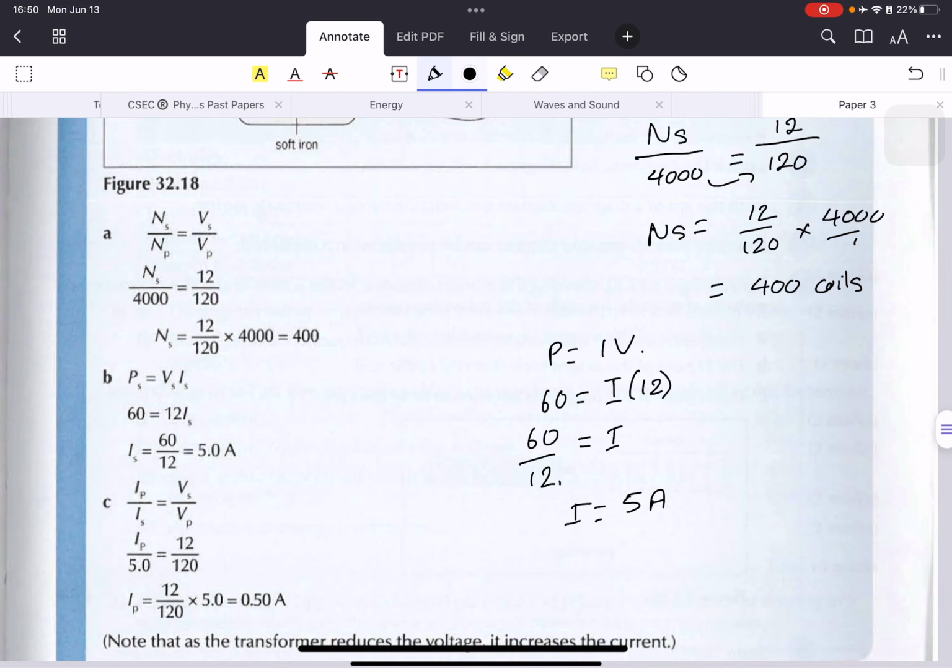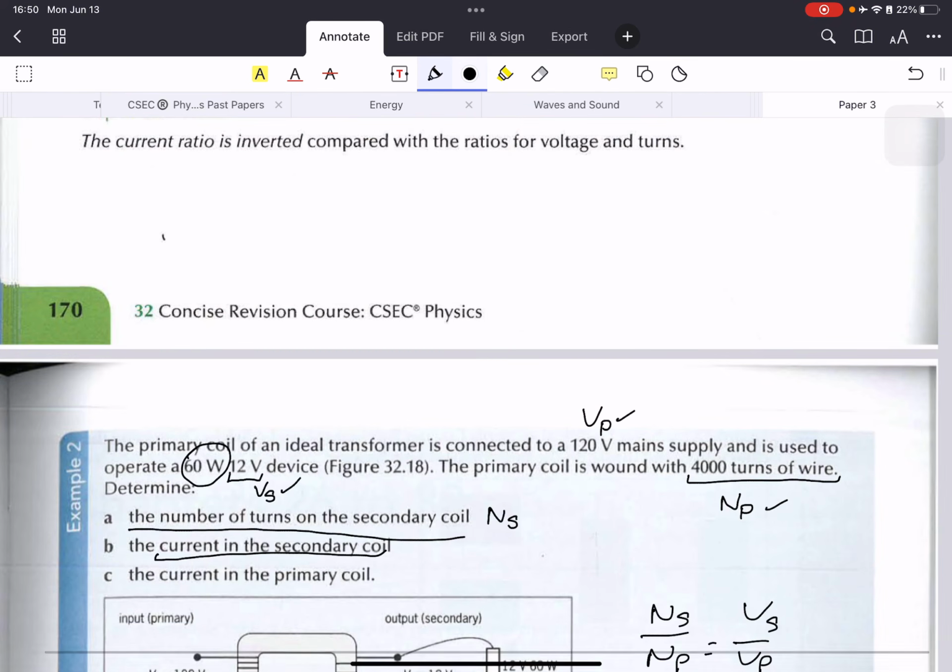Alright, very simple. The next step now, they want to know the current in the primary coil. Now, they didn't give us any information for P for the primary coil. They just told us that the device for the secondary coil was 60 watts. So how are we going to find the current in the primary coil?